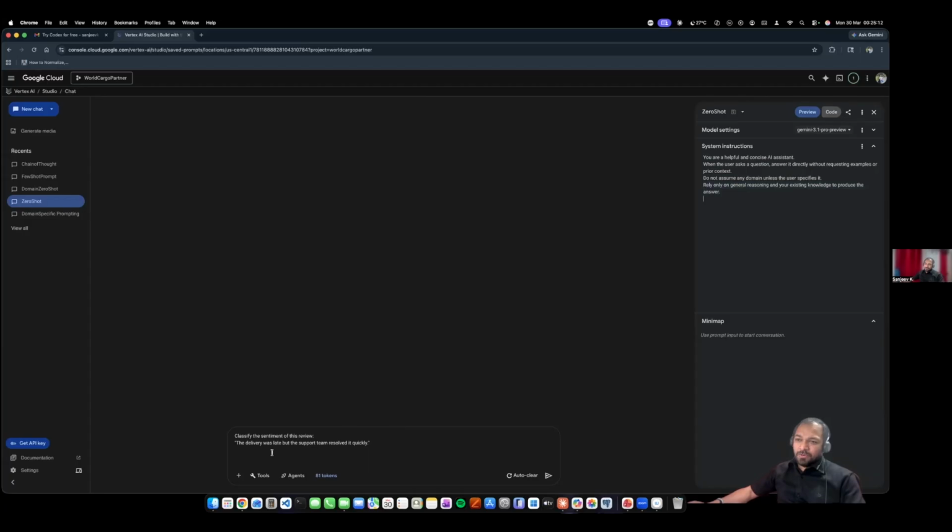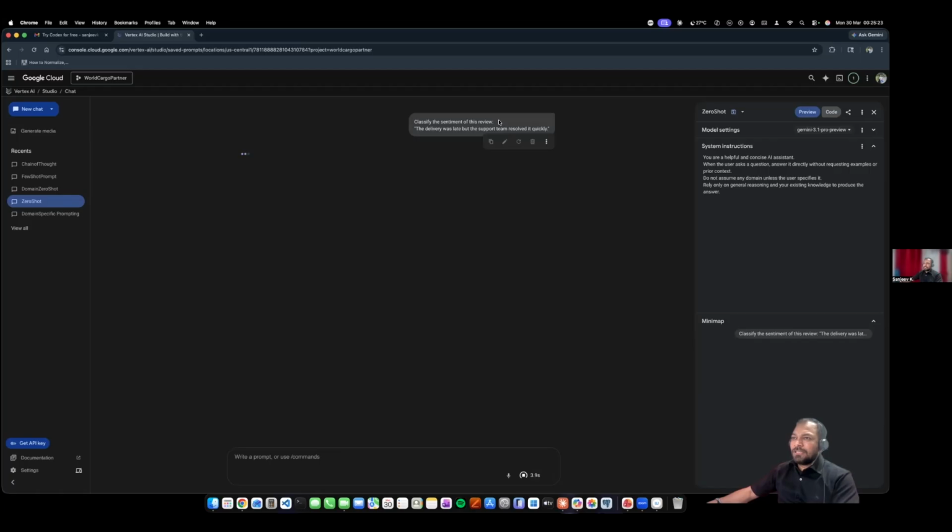Okay. And now classify the sentiment of this review. The delivery was late, but support team resolved it quickly. Okay, so this is a prompt from the user, classify the sentiment, and this is the user input. The delivery was late, but support team resolved it quickly. So the sentiment of this review is mixed. It contains a negative aspect, late delivery, and a positive aspect, quick resolution by the support team.